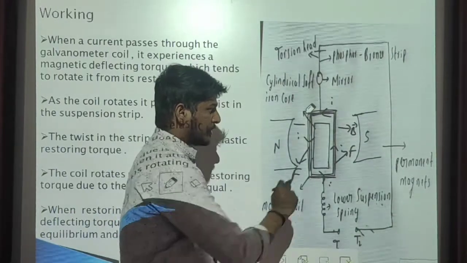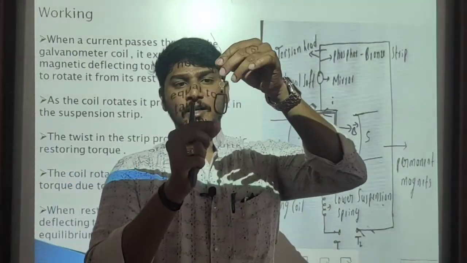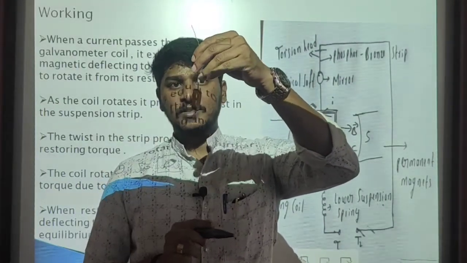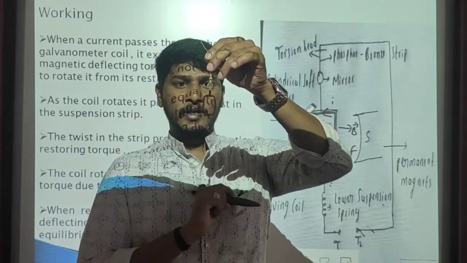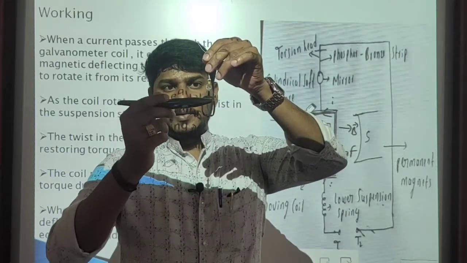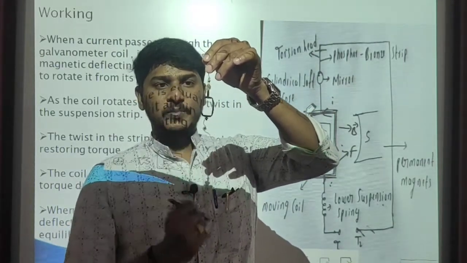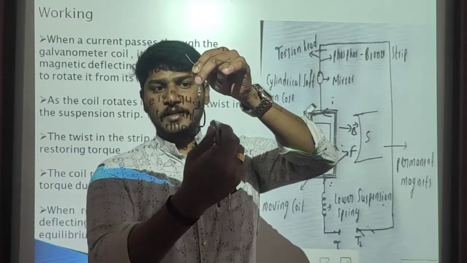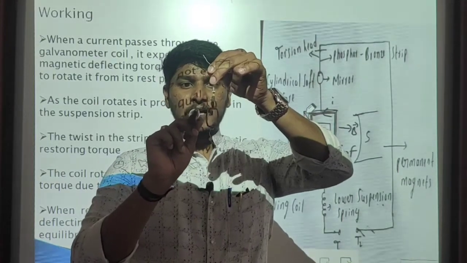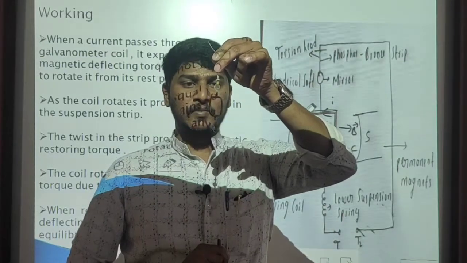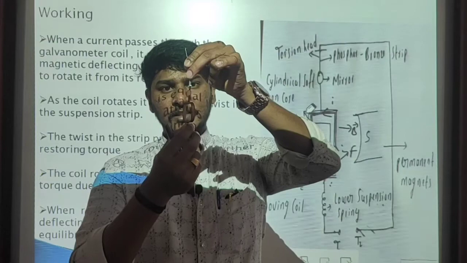Here I will try to explain the same situation by taking a copper coil having n number of turns. When current I passes through this copper coil, which is placed in a radial magnetic field parallel to the plane of the coil, it experiences a magnetic deflecting torque: one force is acting into the board, another force is acting out of the board. Due to these parallel forces in opposite directions, the coil experiences magnetic deflecting torque. Due to this torque, the coil rotates from its initial position to some point.